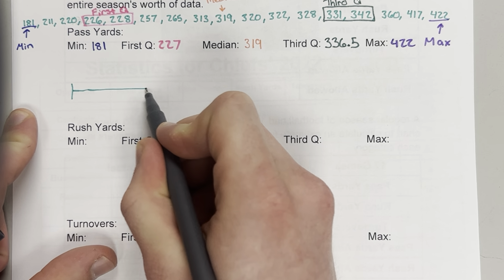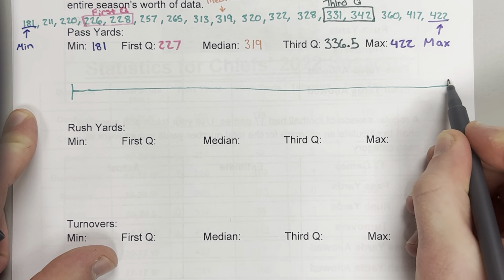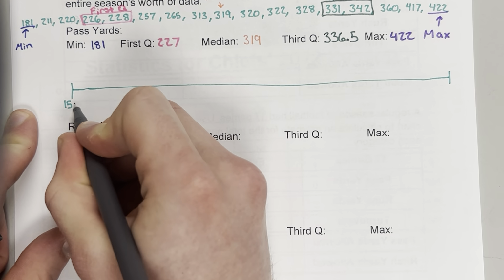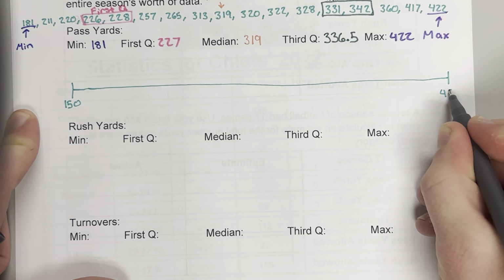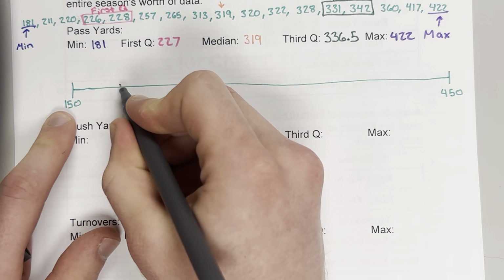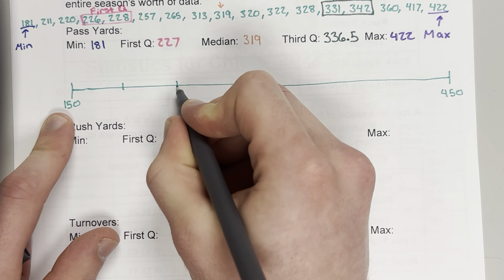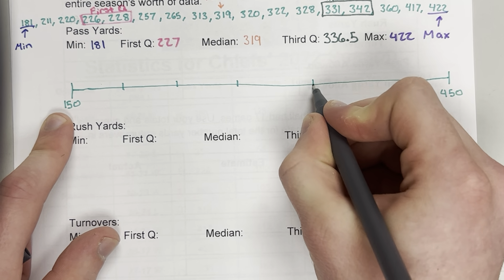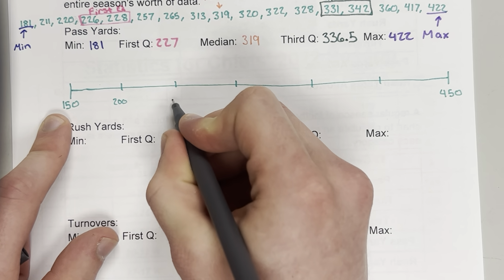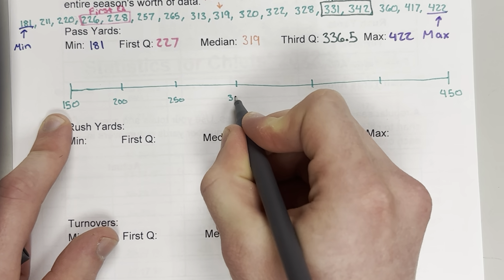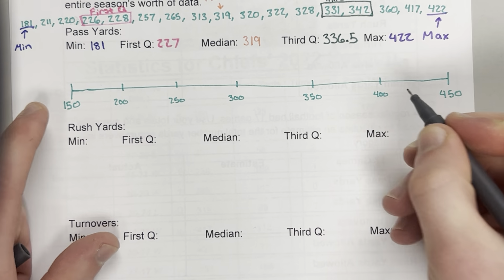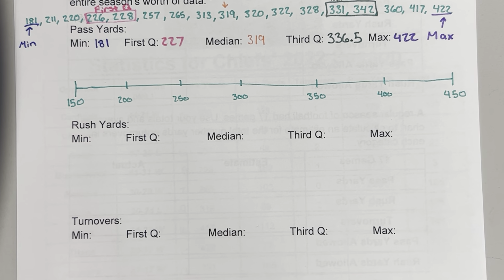I just know that if I went by something like 1s or 10s, I'd be drawing a lot of little hash marks here. So we're gonna start my number line at 150. It's gonna end at 450. That way, all of this data falls somewhere along this number line. We'll try to evenly space it. 200, 250, 300, 350, 400, right? All right, we've got our number line.